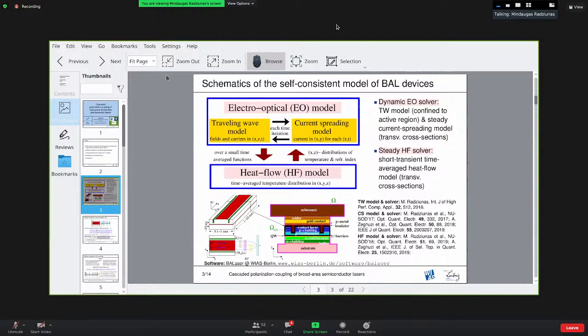That means several nanosecond calculations of the electro-optical model will provide some time-averaged distributions to the heat flow solver, where they are serving as heat sources. And the static heat flow model provides temperature distributions within the active zone, which affects several parameters such as the refractive index.